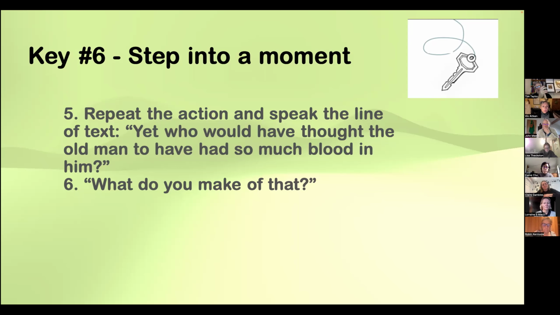So if the hands are there, and I say, who would have thought the old man had so much blood in him? And even the way I say it becomes really significant, doesn't it? Yeah. And that's obviously one of the things that we're trying to teach the kids.